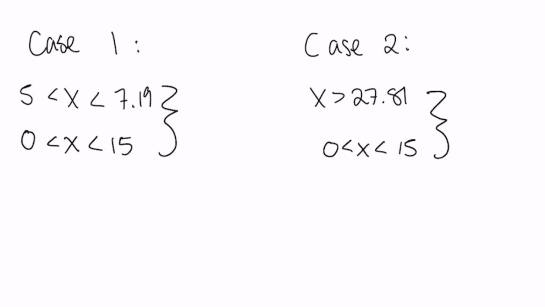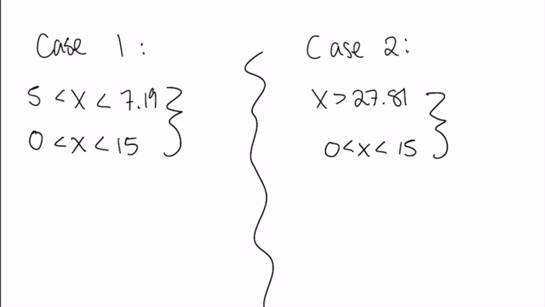And we have case 2, where x is greater than 27.81 to produce a volume greater than 4,000 centimeters cubed. And at the same time, x needs to be between 0 and 15, which we found out in part A for the same reason. So we can't have a negative side length or a side length equal to 0. Because these events are occurring at the same time, in case 1 and case 2, we need to find each individual case's intersection.